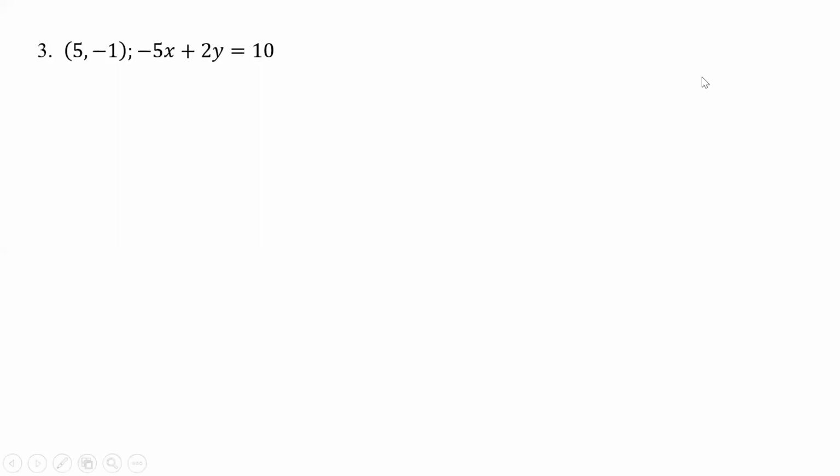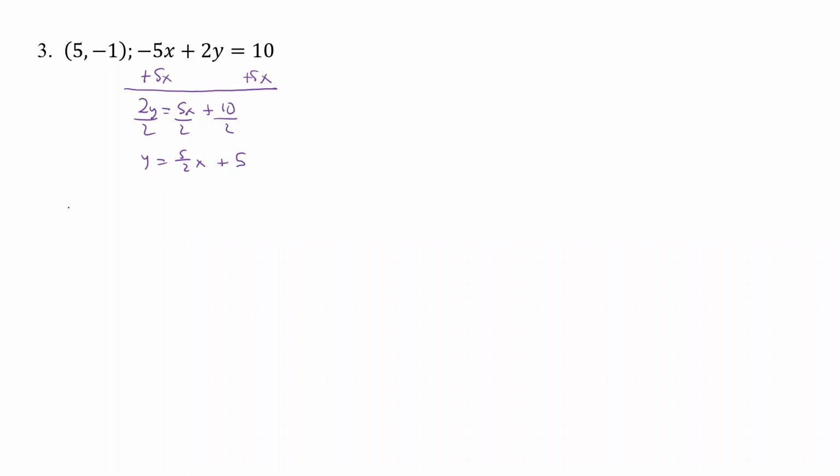All right, so we're continuing on and we're finding lines parallel and perpendicular to the given line and through the given point. Okay, so what do we need to do first? Well, we need to simplify this and solve it for y. So we're going to add 5x to both sides. So we get 2y equals 5x plus 10, divide by 2. So y equals 5 halves x plus 5.